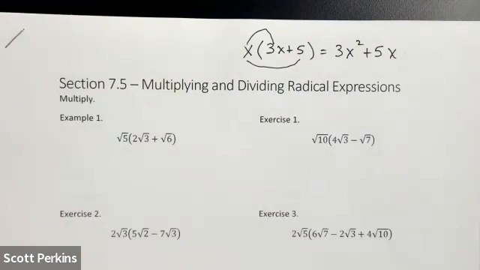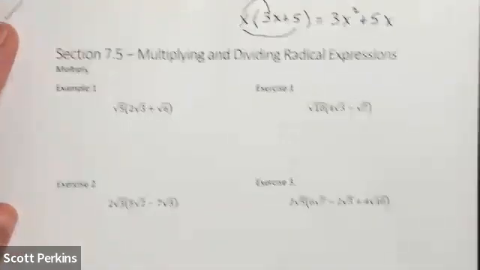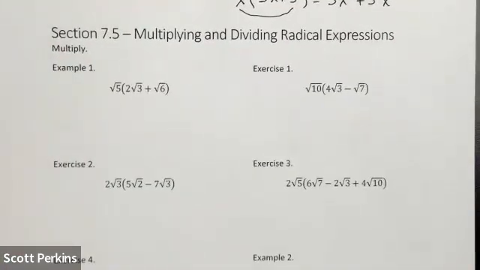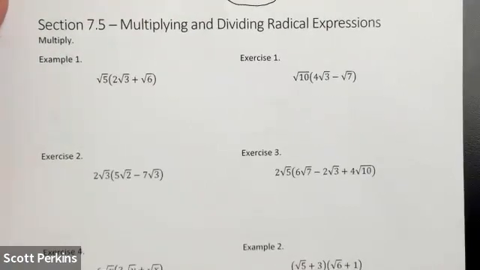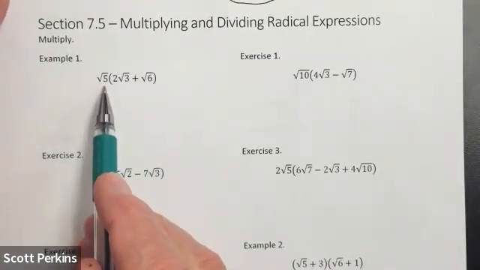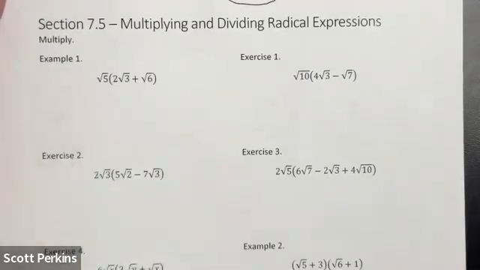Okay, well, now we're going to do that same thing just with radicals. Remember this thing. Talked about it last class. When you're multiplying radicals, you can multiply stuff outside by other stuff outside, and you multiply stuff under radicals by other stuff under. You don't cross over. So here we go. I got my first example, and I've got several exercises for you to do the same thing. So I've got the square root of 5 times 2 square root of 3 plus square root of 6.